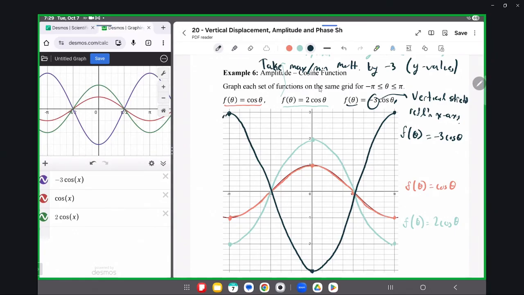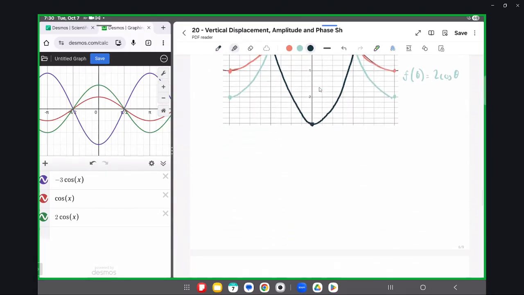And if you want to as well, you can put little arrows on to extend it. But this graph only cared about values between negative pi and pi, which is what we've listed here. So there we go. All right, let's continue on.